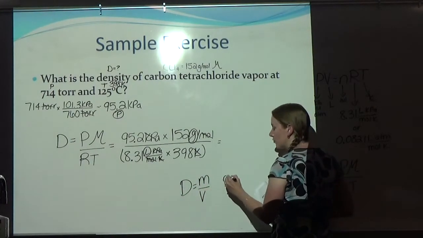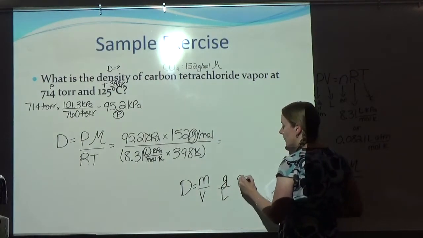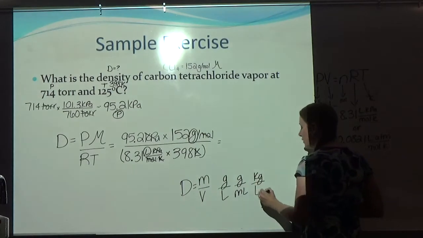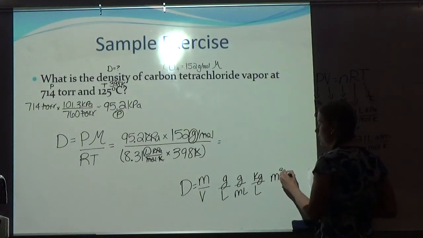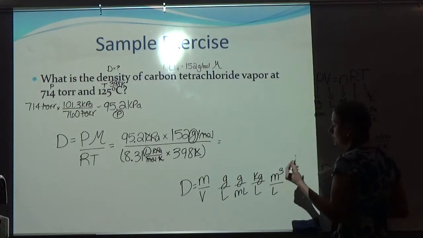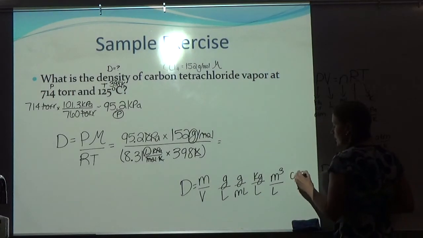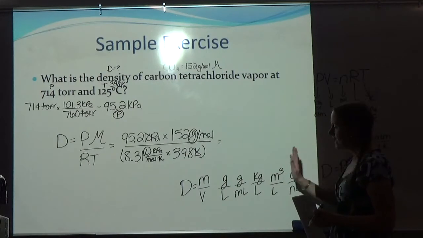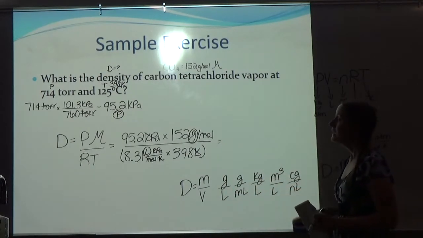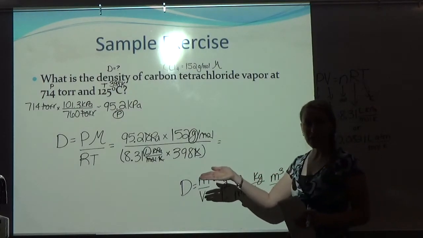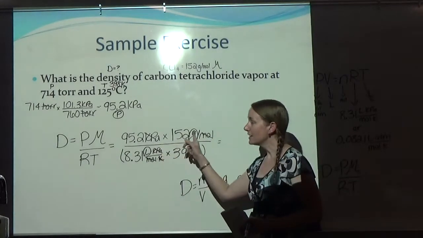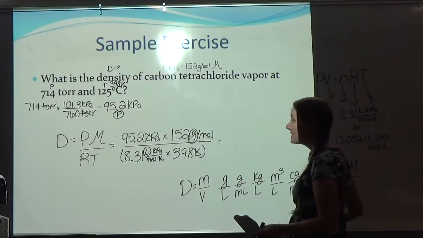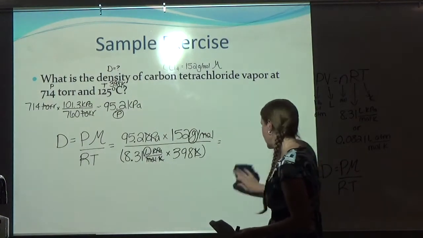Y'all, density is mass over volume. So you could have grams per liter, you could have grams per milliliter, you could have kilograms per liter, you could have centigrams per nanoliter. You just have to have some sort of mass over some sort of volume. Now because we're using the ideal gas law, we will always get grams per liter for our density based on the fact that we have to plug in specific units into the ideal gas law.